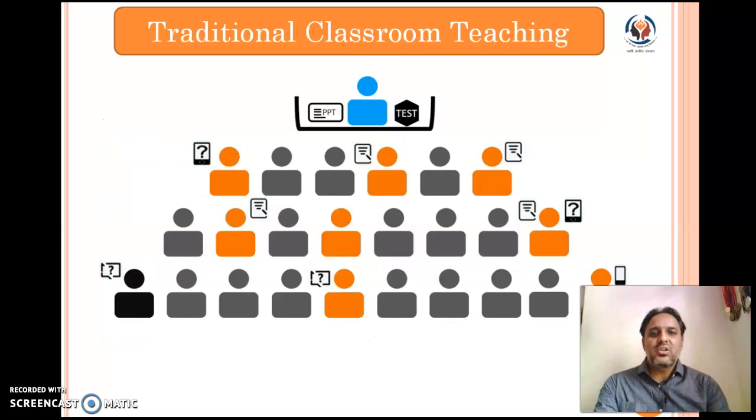Here the traditional classroom is displayed. The teacher is teaching his subject through PPT and other modes and also taking the quiz or test. Students are physically sitting in the classroom. Some of the students are preparing notes as the teacher is teaching, but some of the students are not able to understand. Even some students are confused about what's going on in the class, and some of the students are not at all interested in the class and are watching their mobiles, and some are busy in other activities.